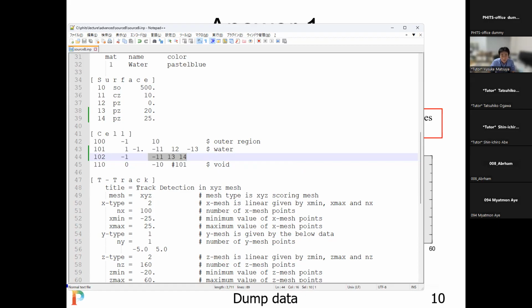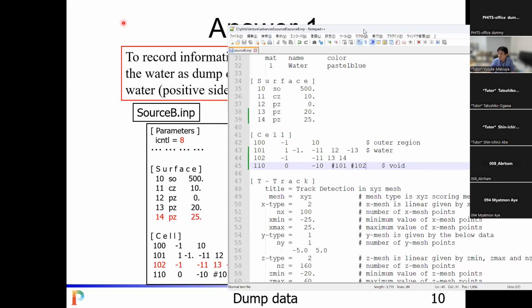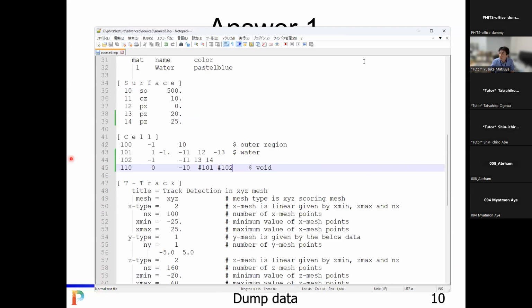And fourth, we need to modify the cell section so as to remove the double defined region. So we need to write #100 like this. Comparing the answer to my modified input file. Okay, it's good shape. So let's execute the fix.